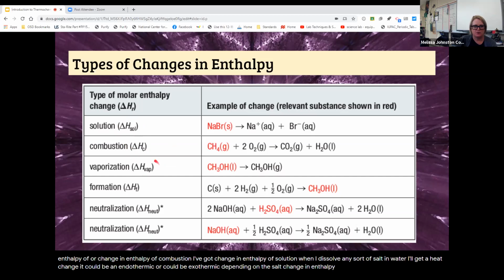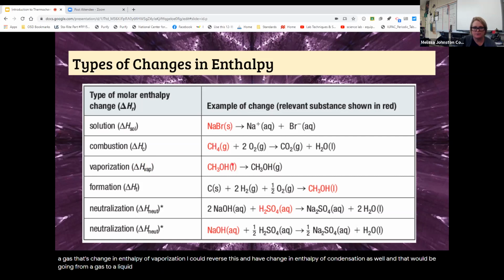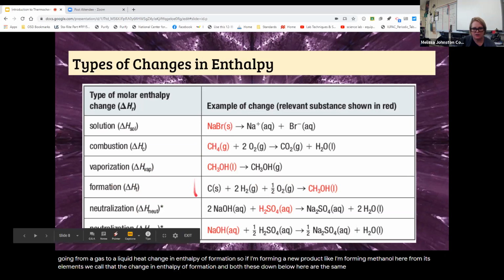Change in enthalpy of vaporization. So going from a liquid to a gas, that's change in enthalpy of vaporization. I could reverse this and have change in enthalpy of condensation as well, and that would be going from a gas to a liquid. Change in enthalpy of formation. So if I'm forming a new product, like I'm forming methanol here from its elements, we call that the change in enthalpy of formation.